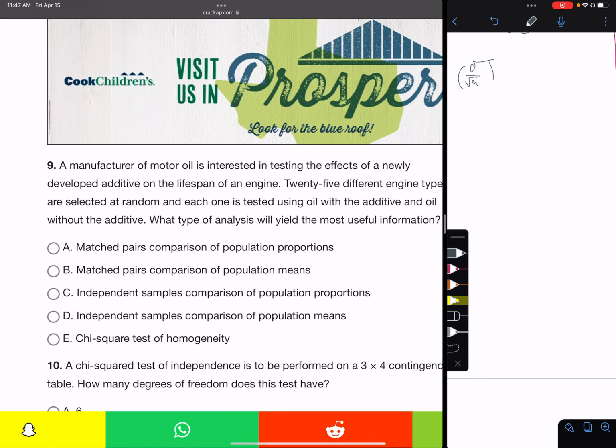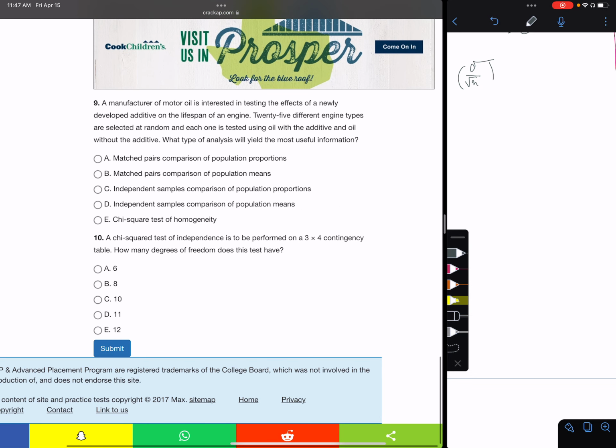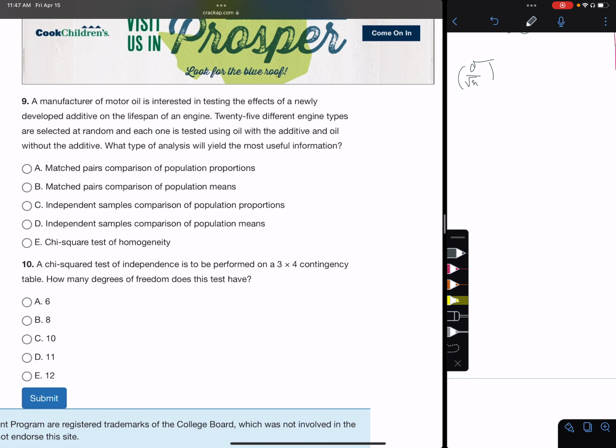A manufacturer of a motor oil is interested in testing the effects of a newly developed additive on the lifespan of an engine. 25 different engine types are selected at random, and each one is tested using oil with the additive and oil without the additive. What type of analysis will yield the most useful information? So we need to figure out which test we have to use. See, these are the type of questions I need to practice. Because I know how to do each of the tests, but identifying what test to use, now that is something we need to practice.